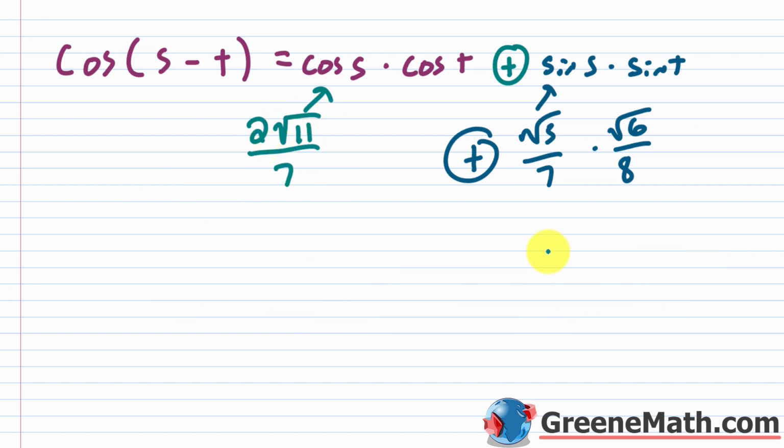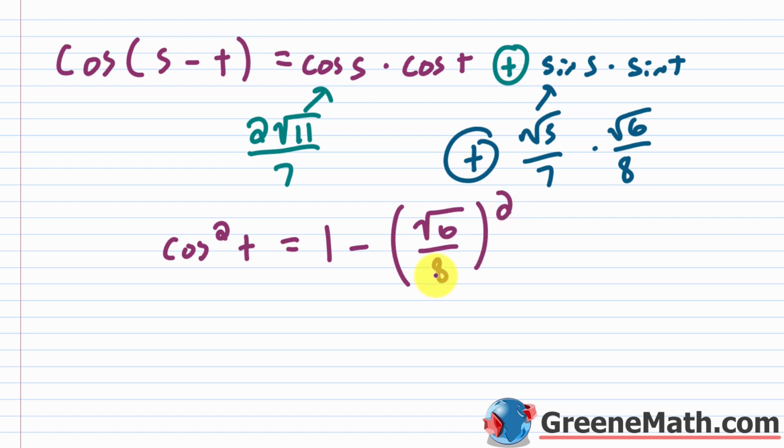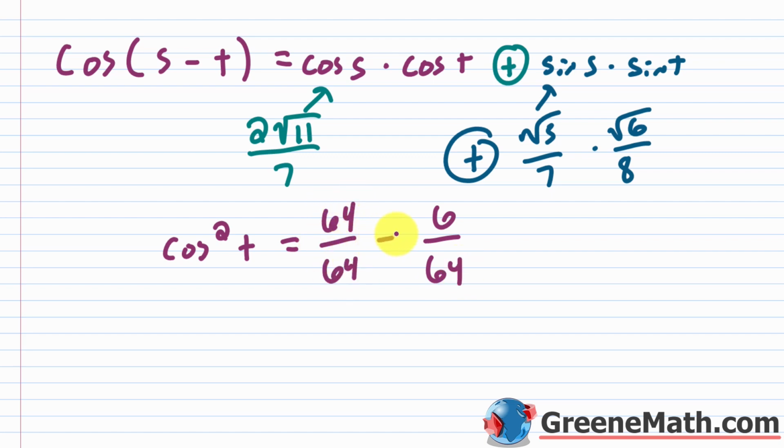Okay, so for cosine of t, we're going to use something very similar. We're going to say that the cosine squared t is equal to 1 minus sine squared t. Now the sine of t is square root of 6 over 8. So we want to plug in the square root of 6 over 8, and we want to square that. So this is 6 over 64. You can write this as 64 over 64. And 64 minus 6, that's going to be 58. So this is 58 over 64.